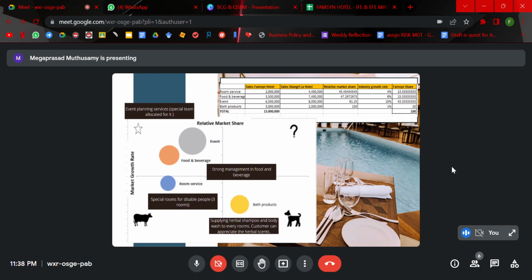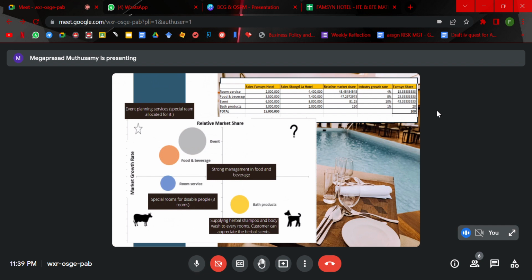So from the table, we can see that the event business unit provides the highest percent of our revenue, which is 43%. As mentioned, for the event business unit, our company provides event planning service where there is a special team or staff allocated for this. And this division is illustrated in the star quadrant. The star quadrant illustrates high market share position and high market growth rate.